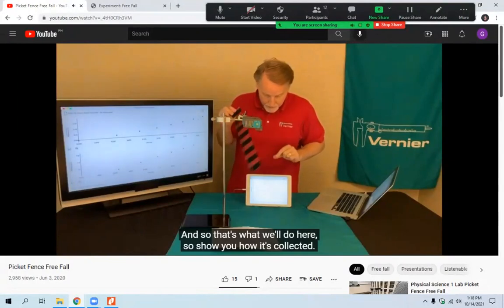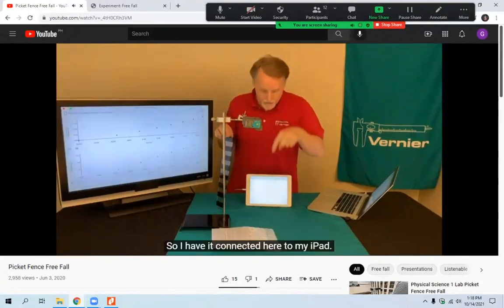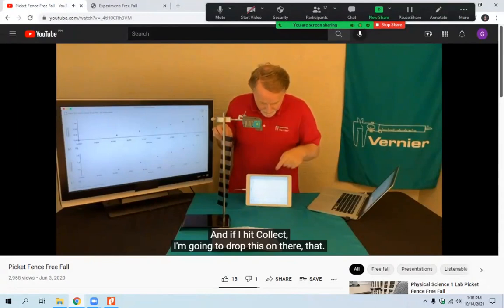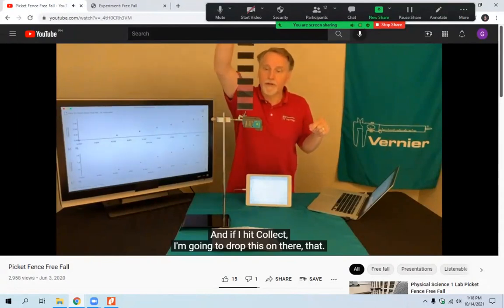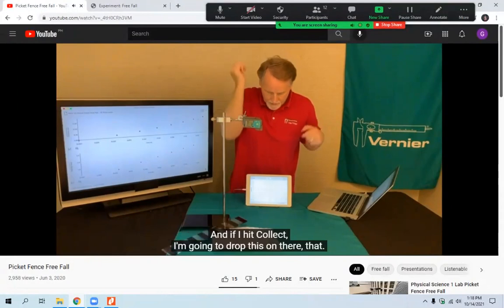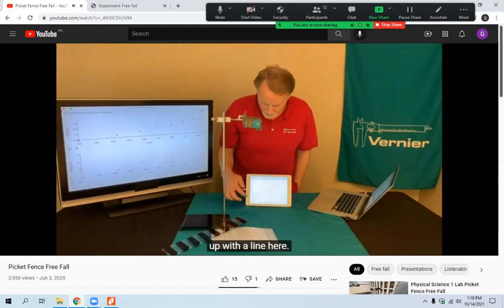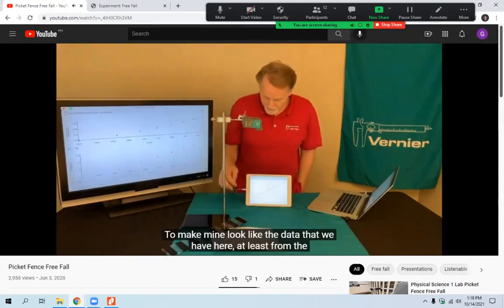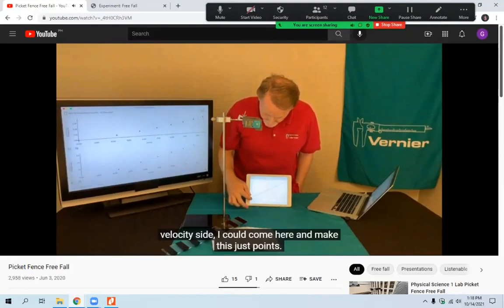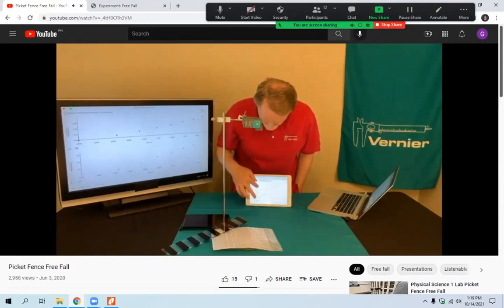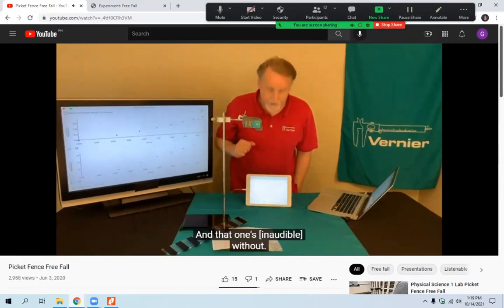So show you how it's collected. So I have it connected here to my iPad, and if I hit collect, I'm going to drop this on there. And now if I stop that and I come and I zoom into the data, I end up with a line here. To make mine look like the data that we have here, at least for the velocity side, I can come here and make this just points. There we go. Do that one, so we end up with that one.